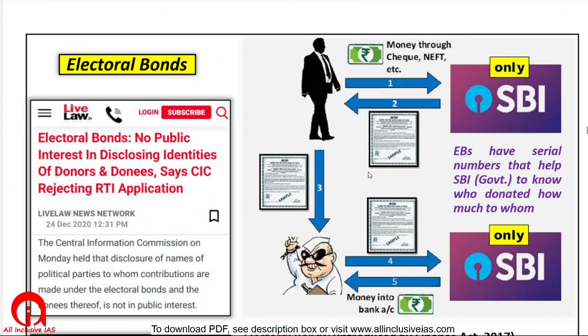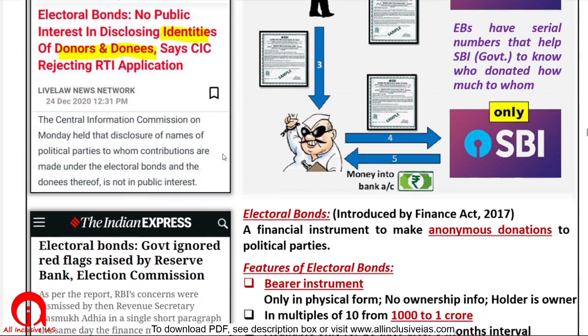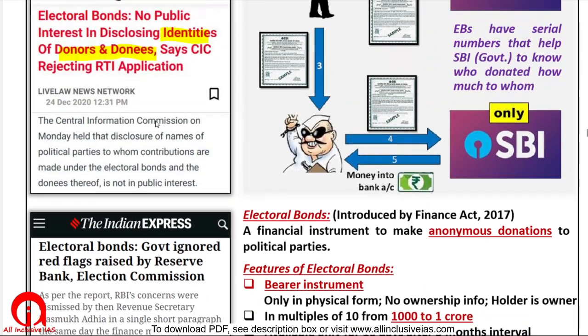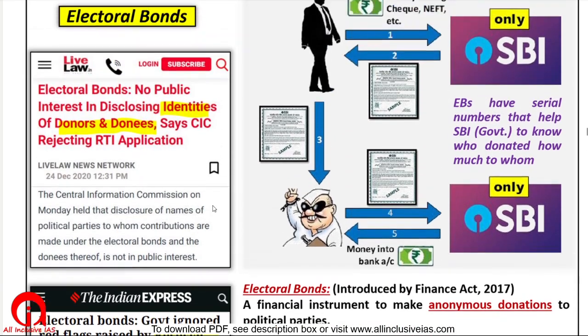Electoral bonds. In electoral bonds, the identity of the donor or donee is not disclosed. In fact, it is protected. Earlier, due to this secrecy, the Election Commission and RBI both had written to the government that this electoral bond scheme is flawed. It gives a huge scope for corruption, but the government ignored such things.